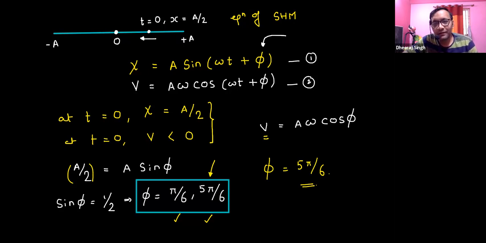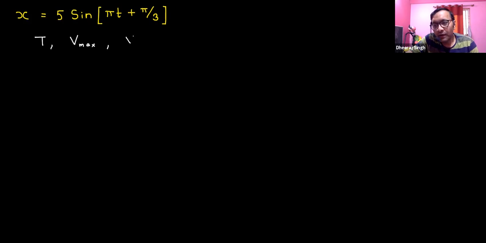All right, so we'll take one more. So you have x is equal to 5 sine pi t plus pi by 3. This is one of the equations of motion. You have to tell me the time period of the oscillation, the maximum velocity over here, and you have to tell me the velocity when t is equal to 1 second. Velocity at t equal to 1 second is how much? Do it.